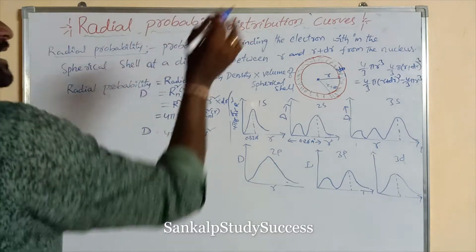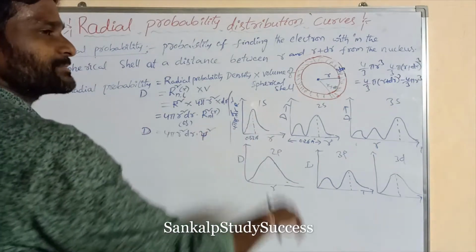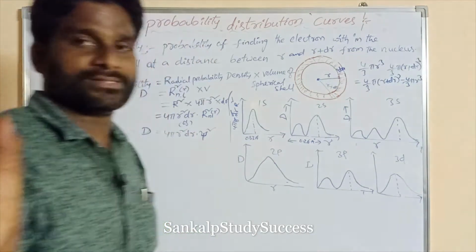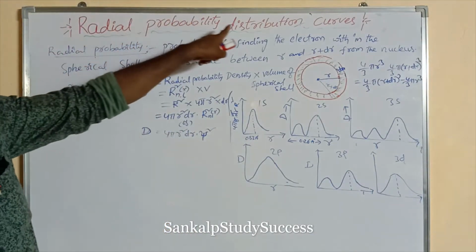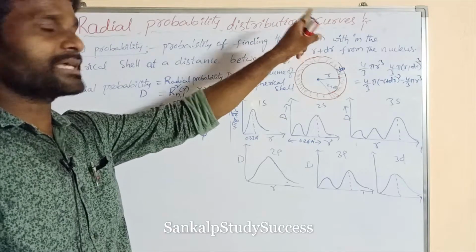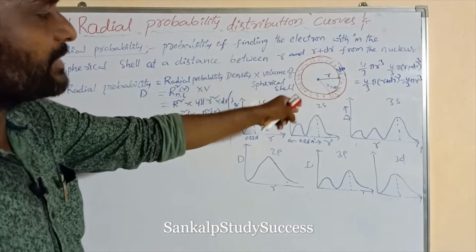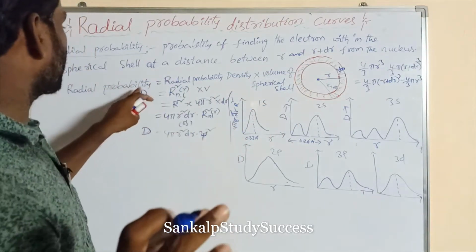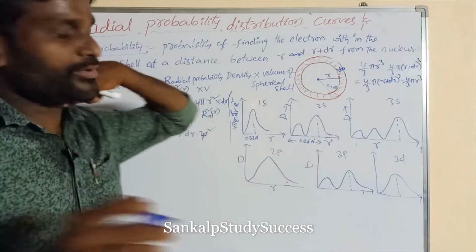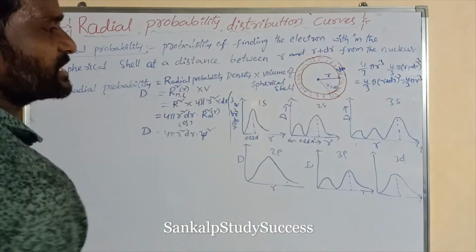The curves obtained by plotting between radial probability and radial distance from the nucleus are known as radial probability distribution curves. What are radial probability distribution curves? They are curves obtained by plotting radial probability, D, against radial distance from the nucleus, r. So this is the radial probability distribution curve.